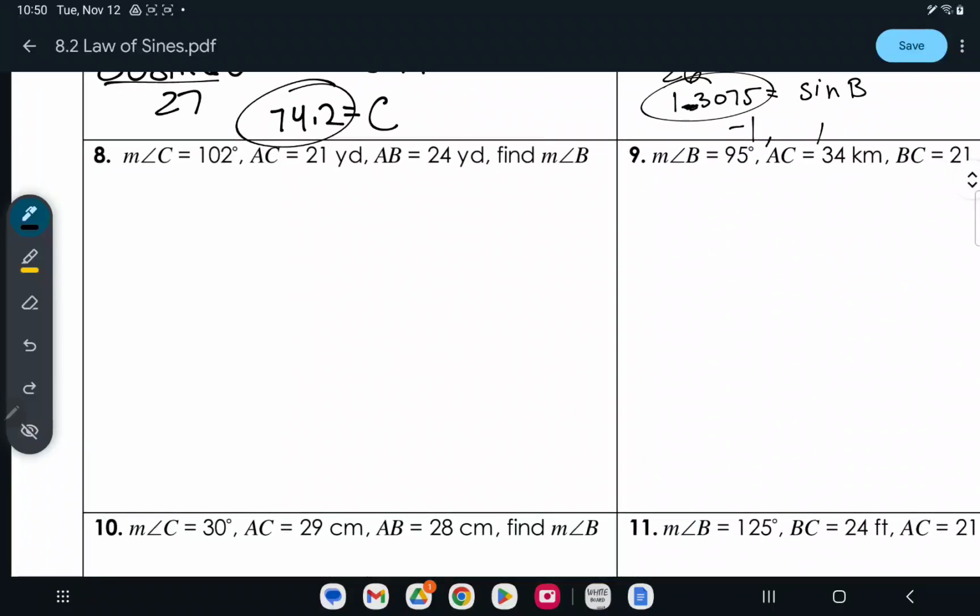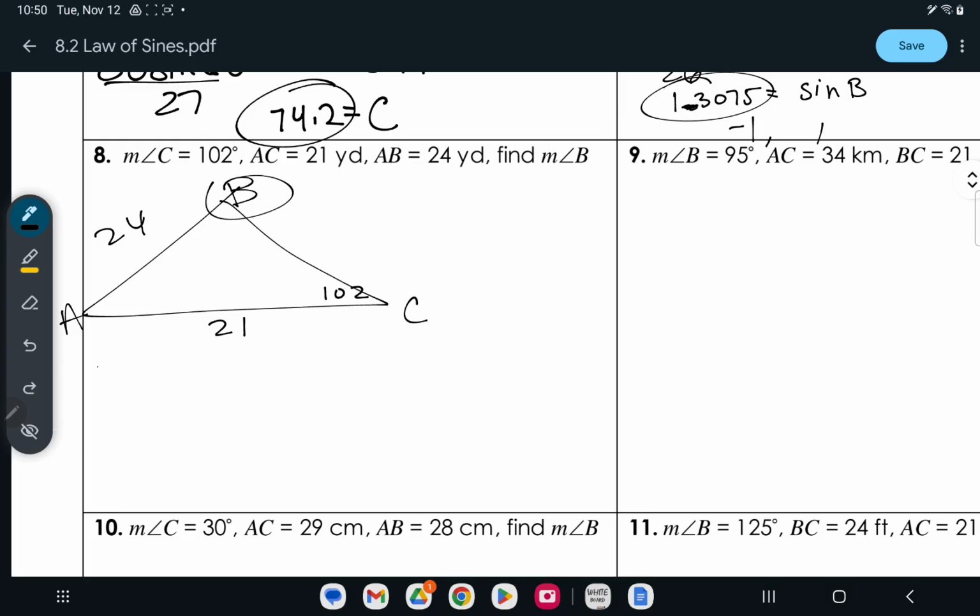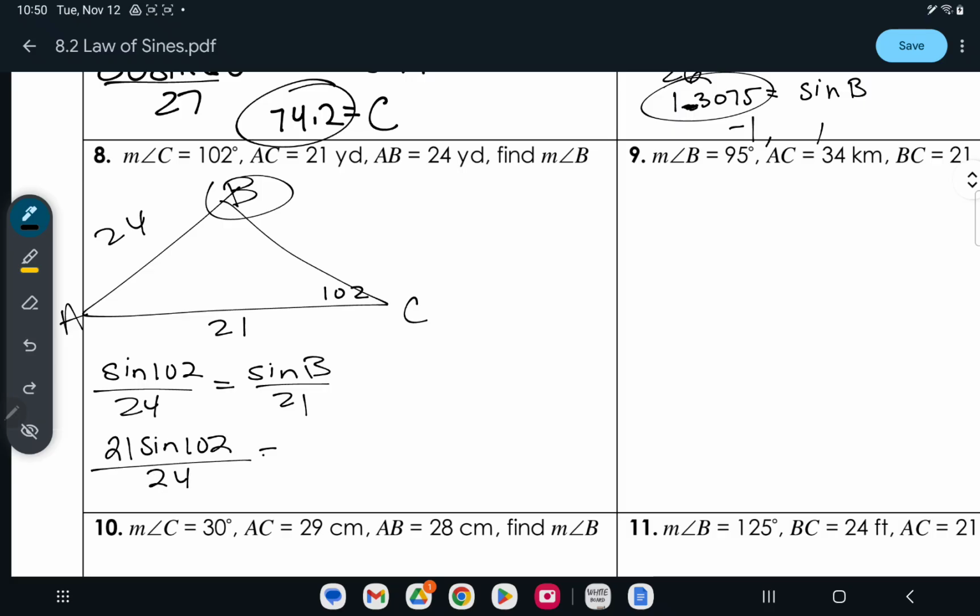All right, let's look at another one. So A, B, C. C is 102. AC is 21. AB is 24. We want to find B. So sine 102 over 24 is sine B over 21. I can multiply both sides by 21. So 21 sine 102 over 24 is sine of B.